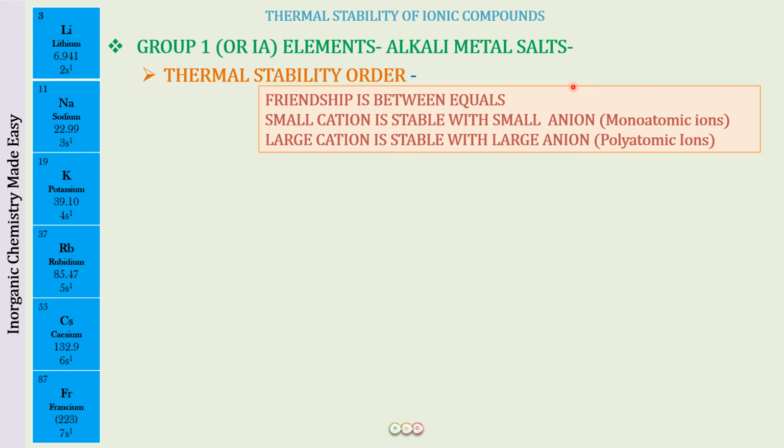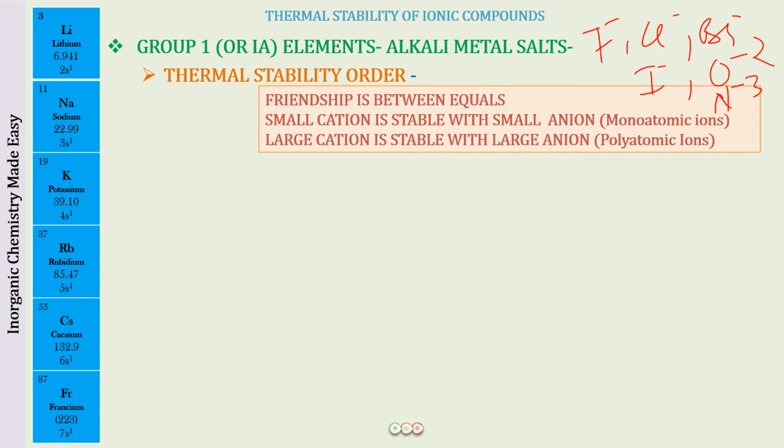And when I say a small anion, in case of thermal stability, please do remember the small anions are going to be all monoatomic ions. What do I mean by monoatomic ions? We have the fluoride ion, the chloride ion, the bromide ion, the iodide ion, the oxide ion, the nitride ion. So all monoatomic ions, we will be considering them to be small anions for thermal stability.